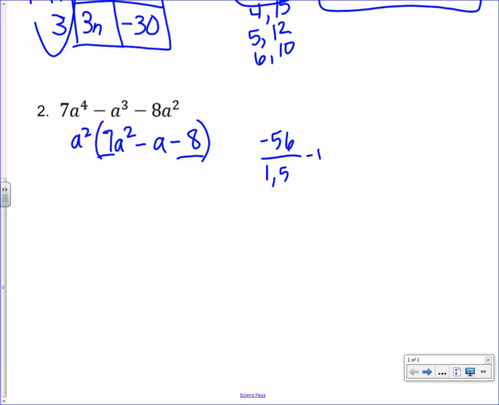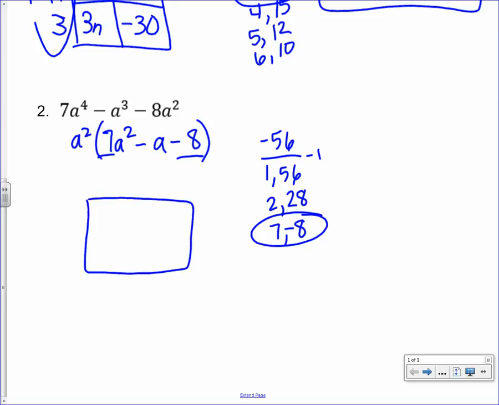So factors of 56, can you guys think of it already? What is half of 56? 28. Anyhow, we should be able to figure out it's 7 and 8. Which one would have to be negative to add up to negative 1? Negative 8. So we're going to circle those. Then make our square here.